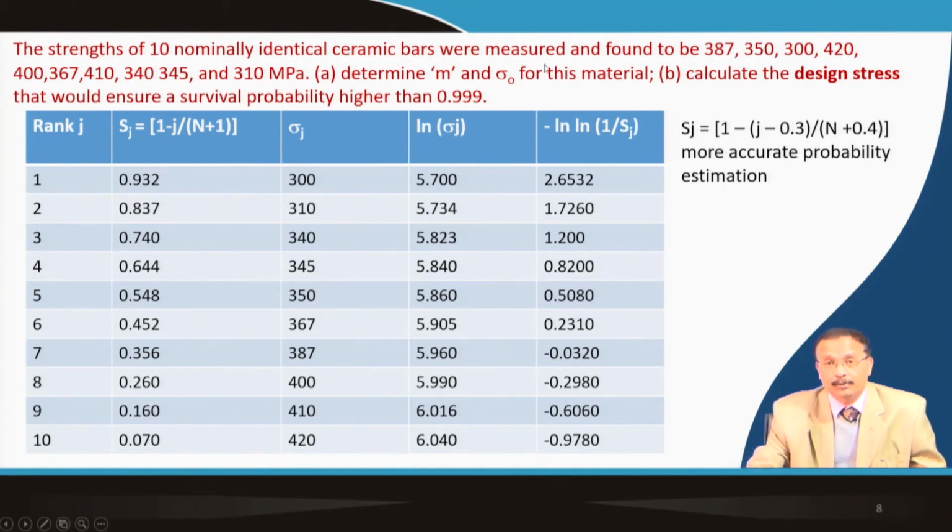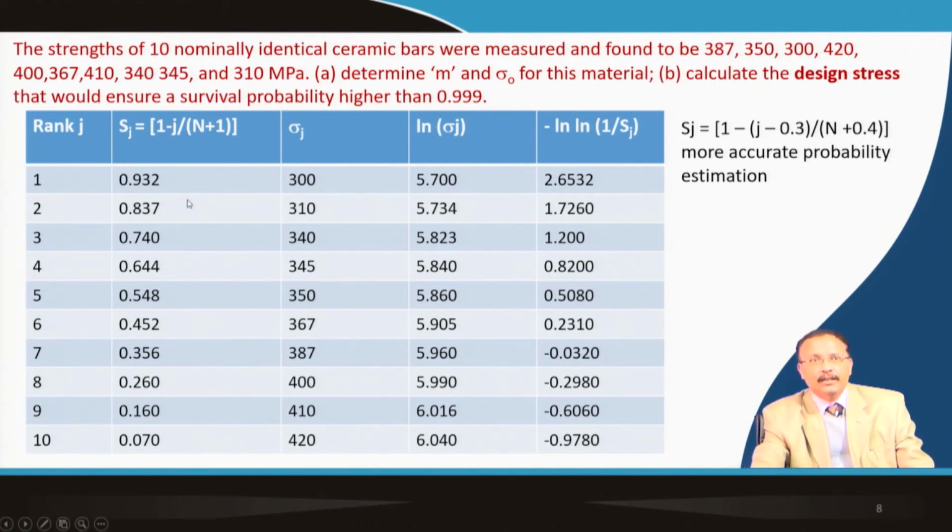So, there is a procedure to identify how you can calculate the design stress. The probability you are fixing is 99.9. So, you will have to calculate the design stress. First, from the measurement you get this number of values. You will have to calculate the Weibull modulus, and you will have to calculate the sigma 0 value for this particular material. And then finally, you will have to calculate the design stress that would ensure a survival probability higher than 99.9%.